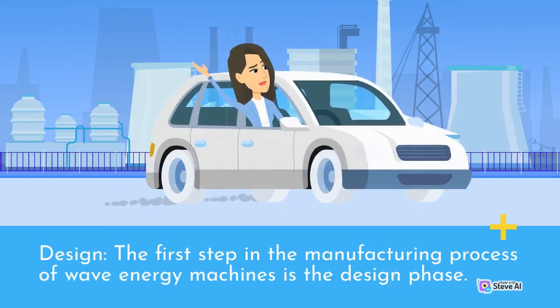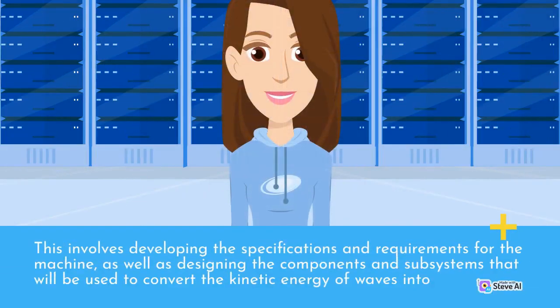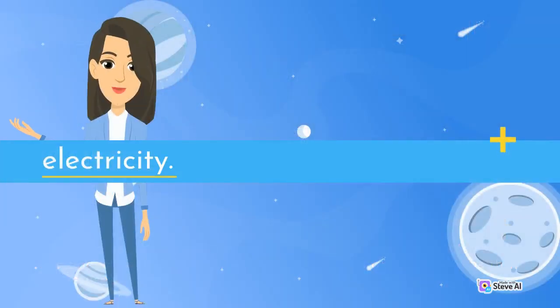Design. The first step in the manufacturing process of wave energy machines is the design phase. This involves developing the specifications and requirements for the machine, as well as designing the components and subsystems that will be used to convert the kinetic energy of waves into electricity.